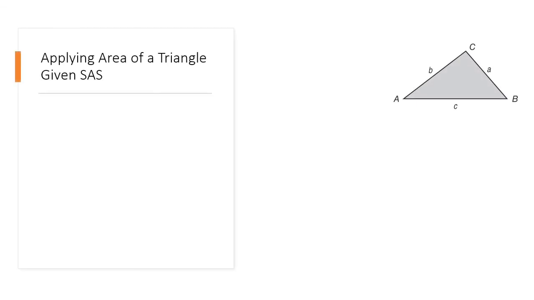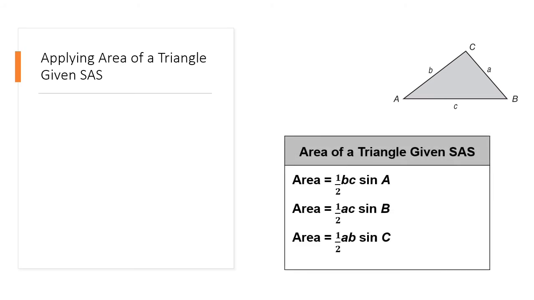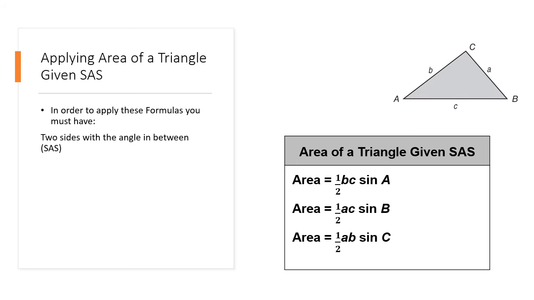Now, applying area of a triangle given SAS, or the sine area formula. It is the same formula, just shown three different ways. Area is equal to half BC sine A, or half AC sine B, or half AB sine C. It's the two sides with the angle in between. So in order to apply these formulas, you must have two sides with the angle in between: side, angle, side.